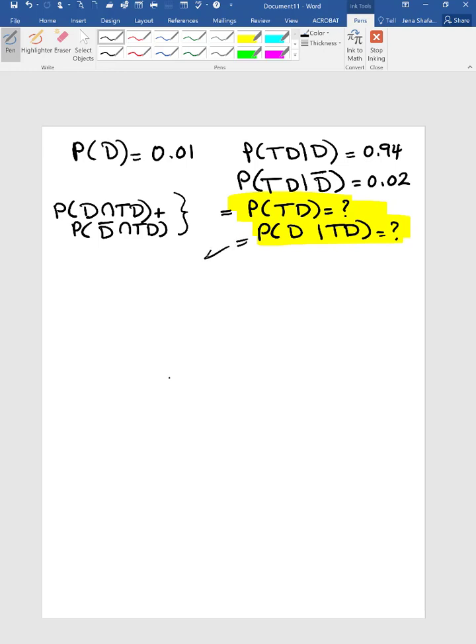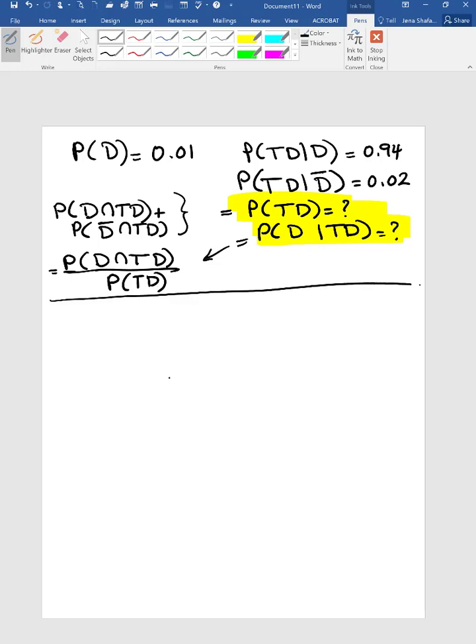This one is a conditional probability. So using the Bayes formula, we can answer it by computing the probability of a defective item and the test showing a defective item, divided by the probability of the test being defective. So this is how we can solve these two problems.